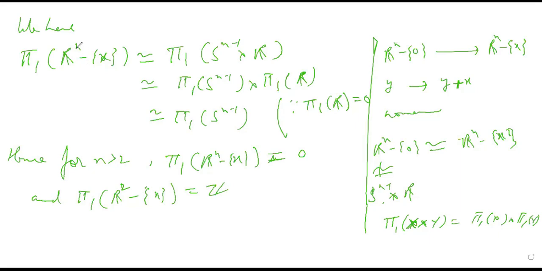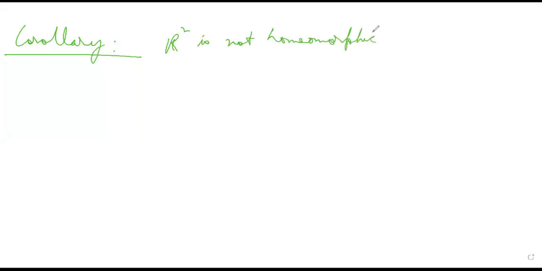For n equal to 1, 2, this is π1(S1), right? π1(S1) is Z. Now, you have a corollary that R² is not homeomorphic to Rⁿ for n not equal to 2.